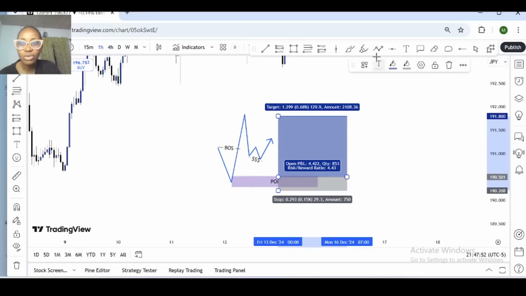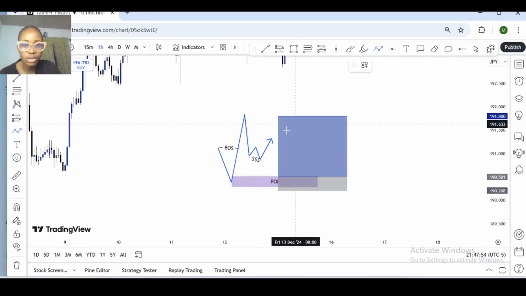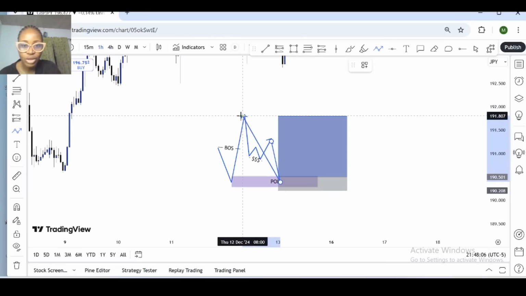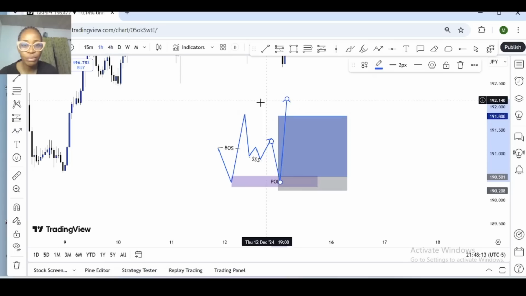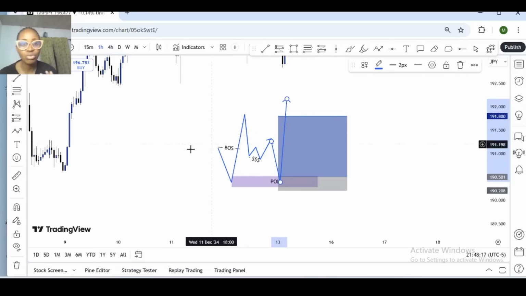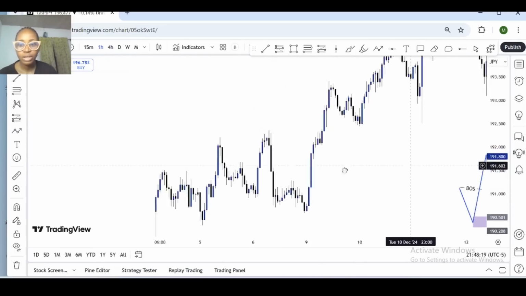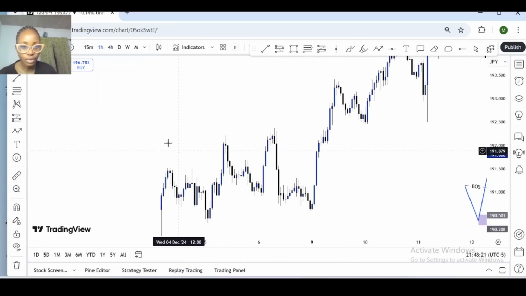Because I want to see price pushing down, sweeping this liquidity here, tapping into this origin that caused the break of structure, then pushing to the upside to create another break of structure here. Do you understand? So this is the kind of formation, or this is the kind of setup I trade basically. Now let me go to the chart to show you this. Let me take this off.